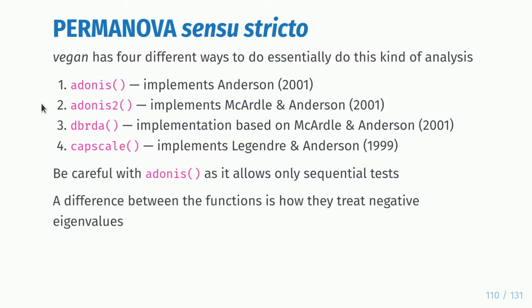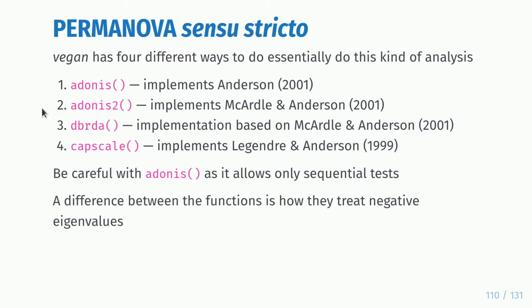Adonis2 is a newer implementation that's actually based on ideas of McArdle and Anderson. It was actually published in the same year as Marty's original PERMANOVA idea, but adonis2 does things slightly differently. It's the same kind of model, same idea, it's just implemented differently, right? And you should probably use that because we have much better ways of doing the testing. Testing by margin can be done with adonis2 too.